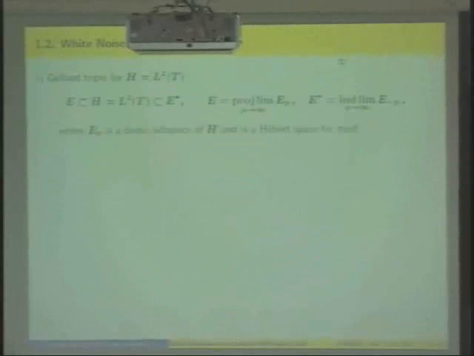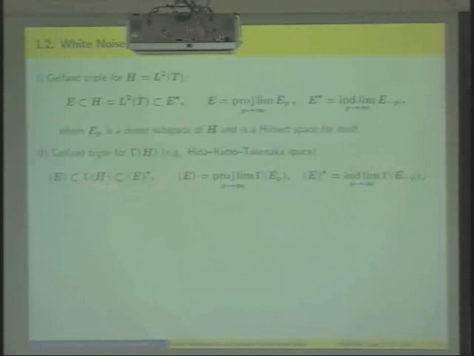Okay, the white noise approach. Roughly speaking, that is a distribution theory on infinite dimensional space. So first, I prepare a Gelfand triple for H. This is just L2 over T. As I told you, T can be a real line for simplicity. Then we take a test function space and a general function space. Of course, there is some machinery behind, but for example, you can think of E as a space of Schwartz test functions, and E star as the space of general functions, for example, tempered distributions. Such a structure I need, that is a Gelfand triple for H. Then we form the Fock space over this Gelfand triple.